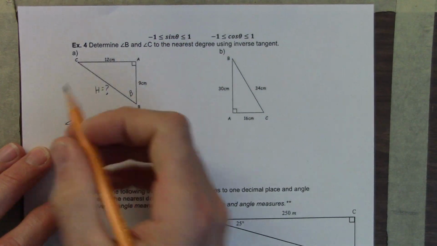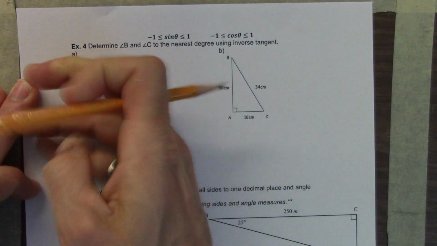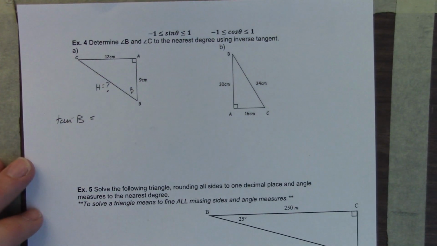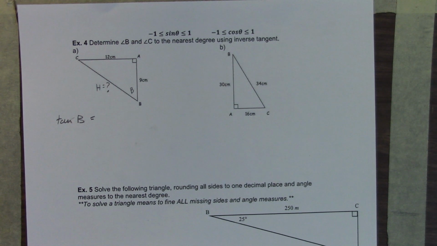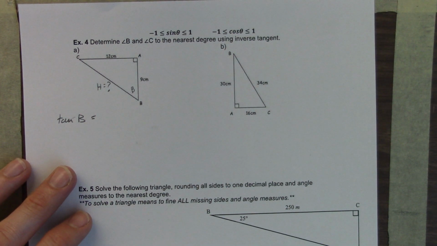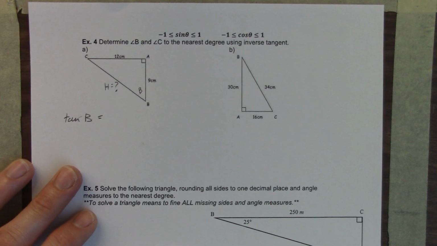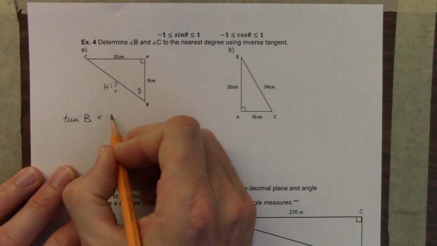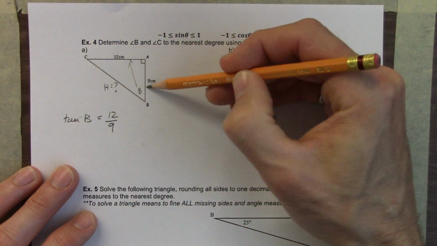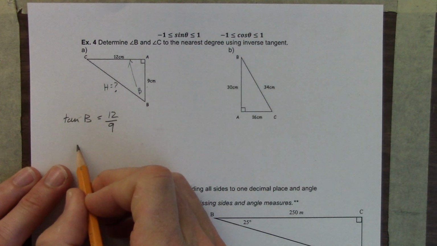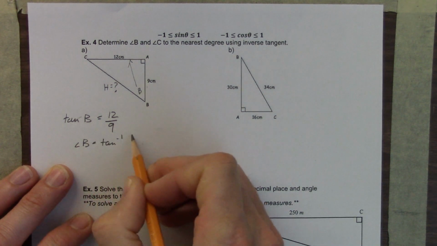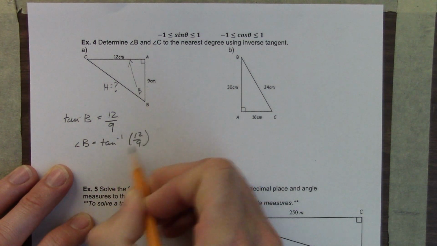So tan B is going to be equal to what? Yeah, Rudy. Did you say 4? Yeah, 12 over 9. Perfect. 12 over 9. You got opposite over adjacent. That's the tan. Now we just do angle B is equal to tan -1, 12 over 9. That's it, and you'll get the angle.